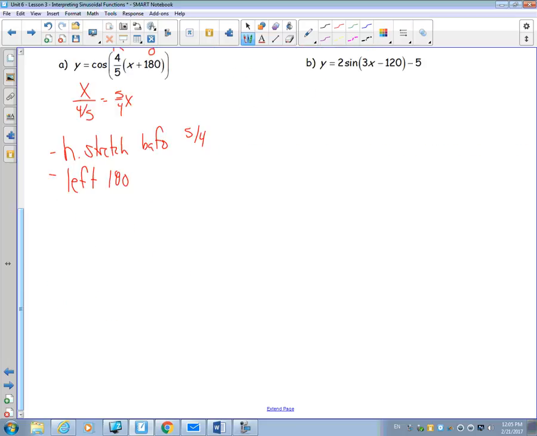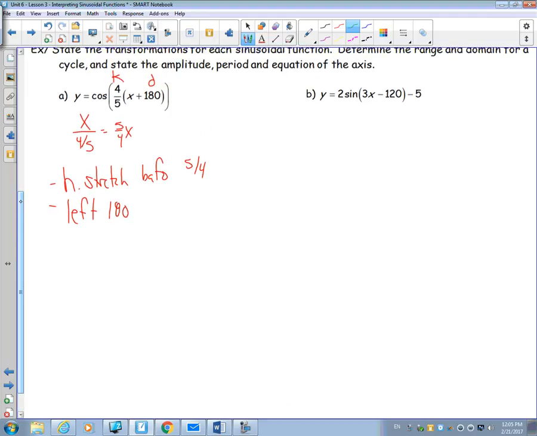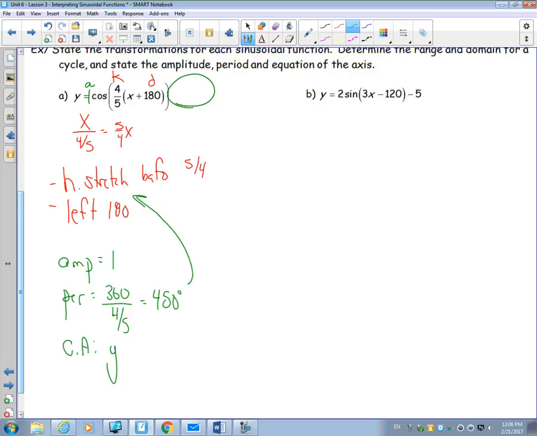So we'll start with the easy stuff. Let's start with the amplitude. Amplitude is easy because amplitude is the A value, which is 1. The period, we already talked about that today, is 360 divided by k, which is 4/5. And 360 divided by 4/5 comes out to 450. It's made it longer. That's why it's been stretched. Here the central axis is the c value. In this case, there is none, so y equals 0.